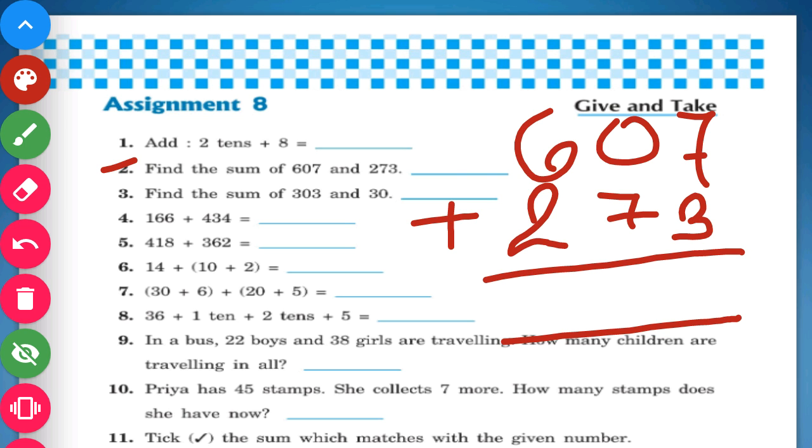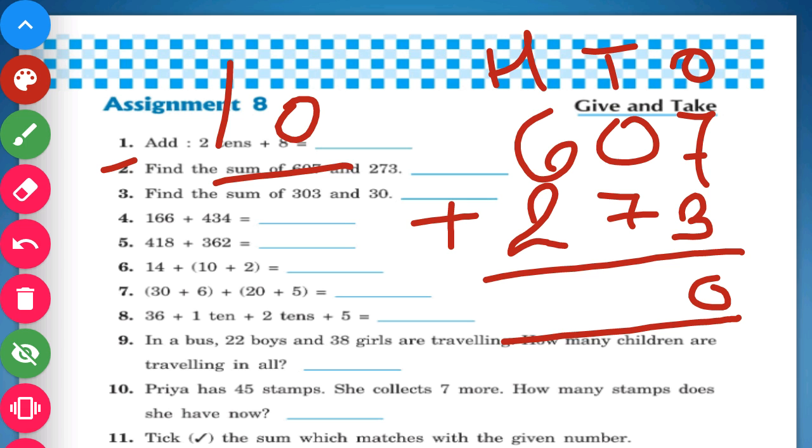Let us start. We will start from which digit? We will start from ones. Okay. So 7 plus 3. At ones we are having 7 and 3. So 7 plus 3 will give us 10. So what will we write here? For 7 plus 3, 10, we will write 0.